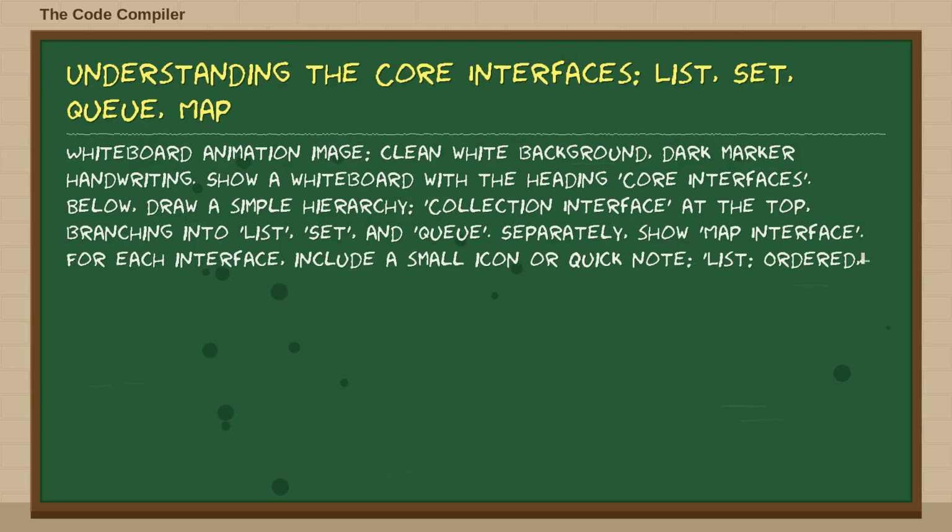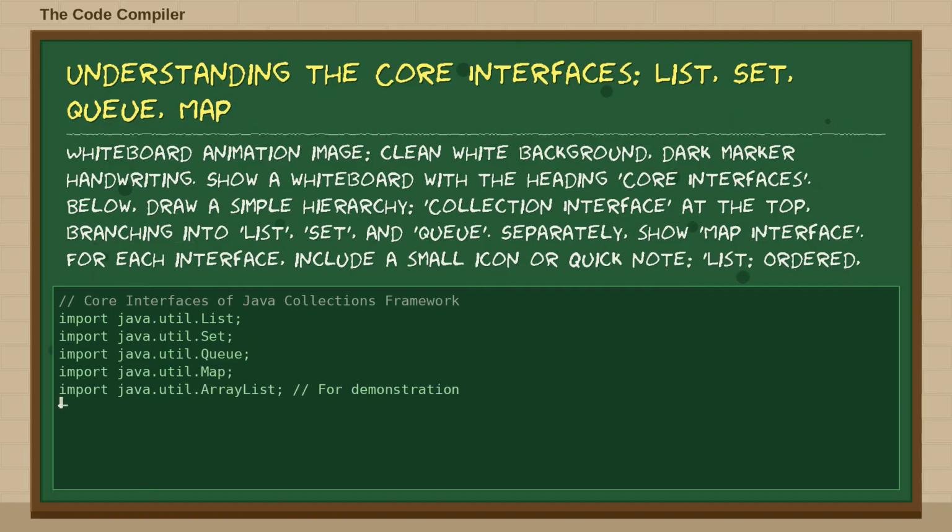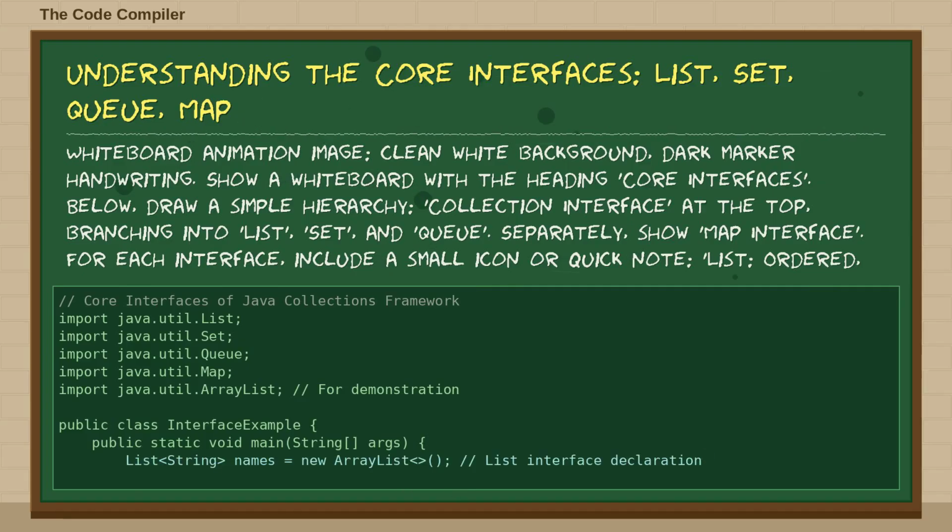Separately, show the Map interface. For each interface, include a small icon or quick note: List, ordered, duplicates OK; Set, unique elements; Queue, FIFO, LIFO; Map, key-value pairs. A clearly boxed code snippet shows a basic interface declaration.